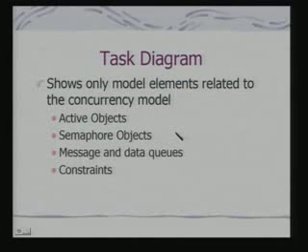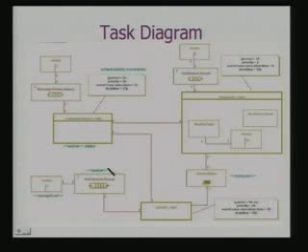In fact, a more detailed depiction of concurrency comes via what are called task diagrams. A task diagram shows only those model elements which are related to the concurrency model: active objects, which are objects associated with threads, active threads for execution; semaphore objects; message and data queues for communication between these threads; as well as the constraints. These constraints would be primarily schedulability constraints. So let's take an example.